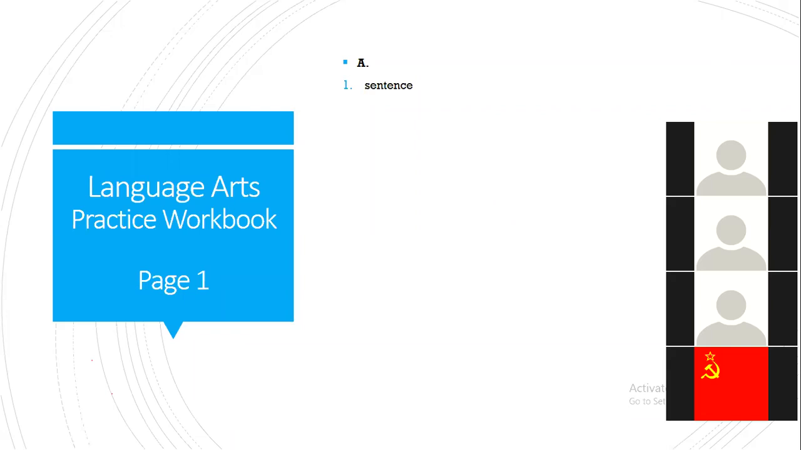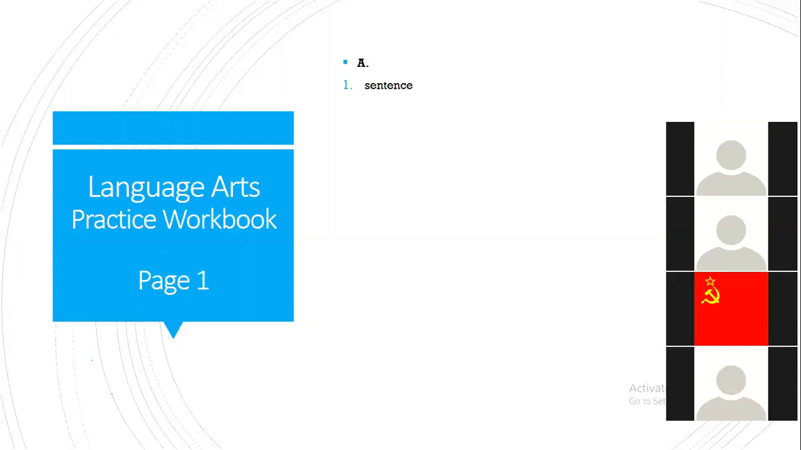Okay, again, those who do not have their workbook, please write down the answers as we go along on a sheet of paper and copy them into your language arts workbook once you receive it. All right, number two, Mamdouh. She recalls her feelings in a journal. Sentence. Okay. Sentence, very good. Okay, number three.